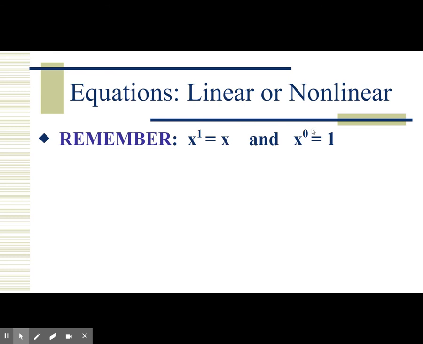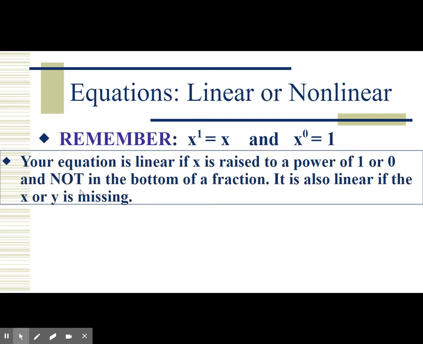And if you have x to the power of 0, then that just equals 1, so then there won't be an x. So that's something to remember when it comes to this right here. Write down what's inside this box. Your equation is linear if the x is raised to a power of 1 or 0. So if you have an x and the exponent is 1 or 0, then it will make a straight line. It will be linear. And the x cannot be in the bottom of a fraction. So that if you look at the equation, the x cannot be in the denominator.